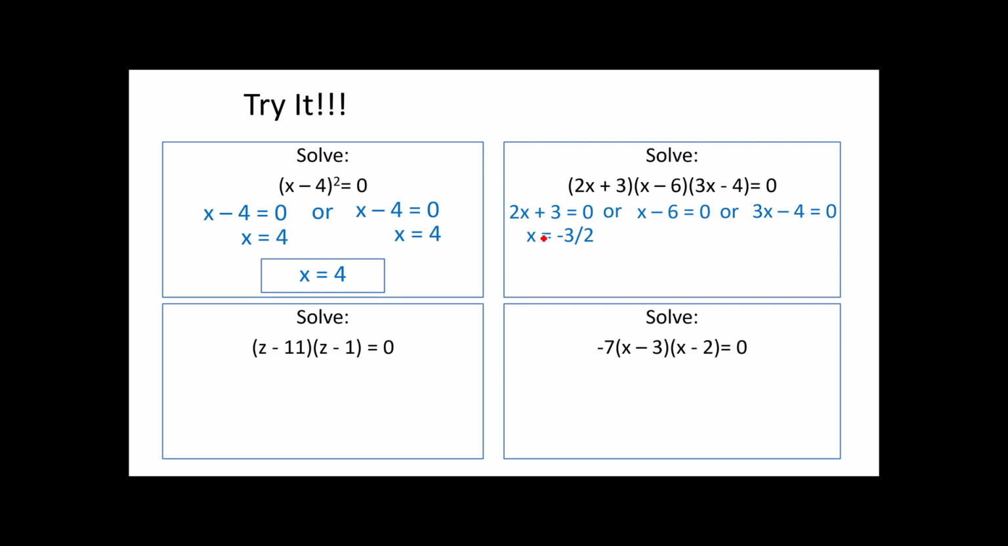The first one here, again, I'm not going to take the time to solve this out, but you can use your property of equality to subtract 3 from both sides, divide both sides by 2. If you're struggling with that, you need to go back and watch our solving equations video back from first quarter. The second one, x minus 6 equals 0. I'm just going to add 6 to both sides. Over here, I'm going to add 4 to both sides, divide both sides by 3, and you get x equals 4/3.